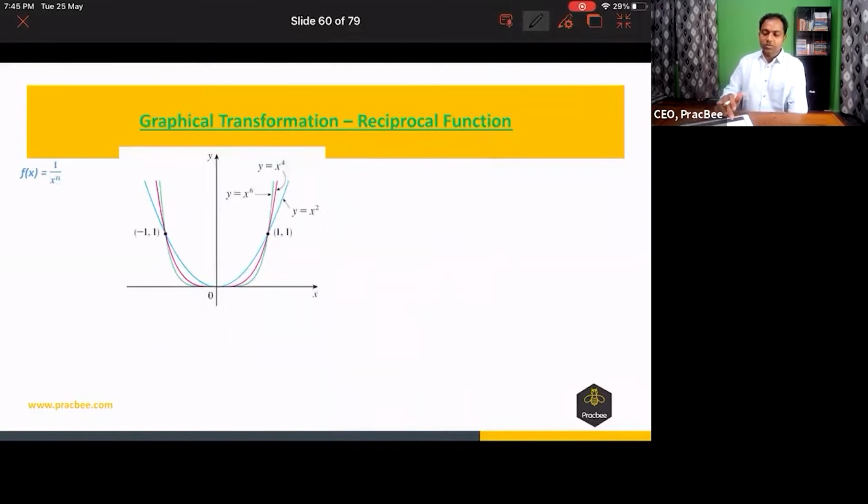How will be the function of this graph? 1 by x to the power n. Here n is even. If n is even, this graph will be there. If n is odd, so देखो इसका कैसे बनेगा पहले.